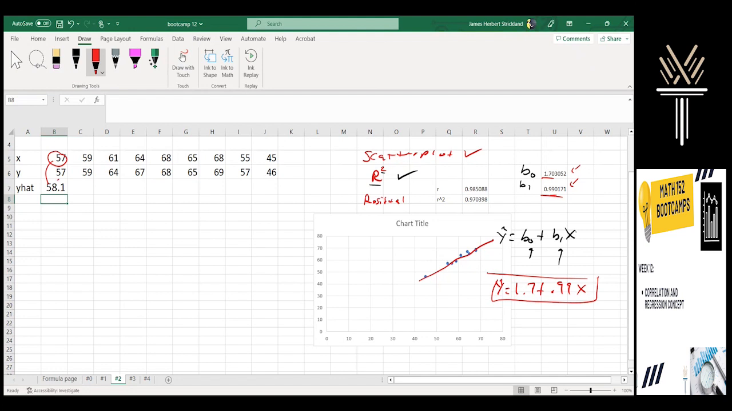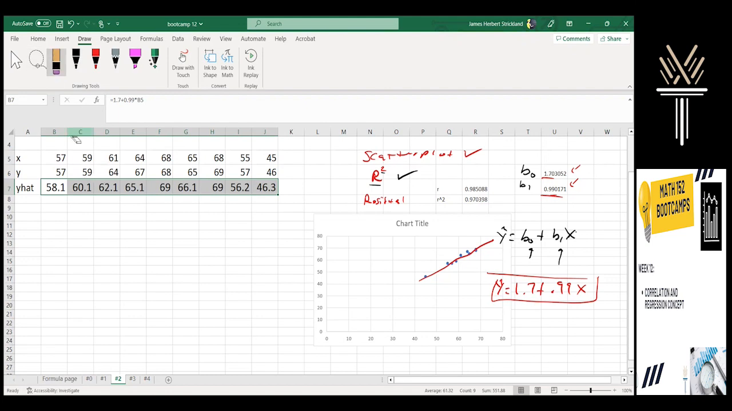Now, in reality, it was only 57, and that's okay. It's not going to be exact. It's just going to be close in general. That's the goal. So now if I take this all the way across, I get all my predictions really fast, and we now know what each value should be. And so it's predicting that at 59, it should be 60, and it was actually 59. At 61, it was 62, and it was actually 64, and so forth.